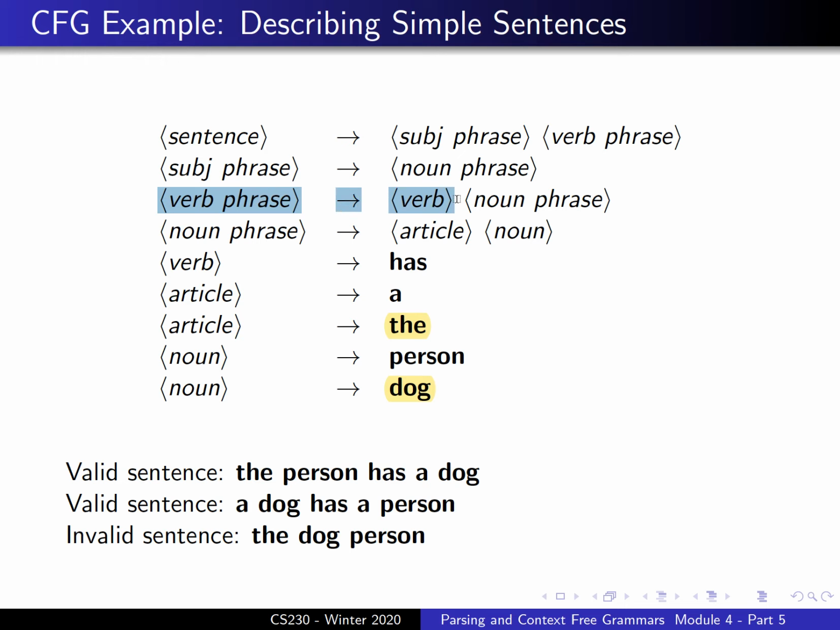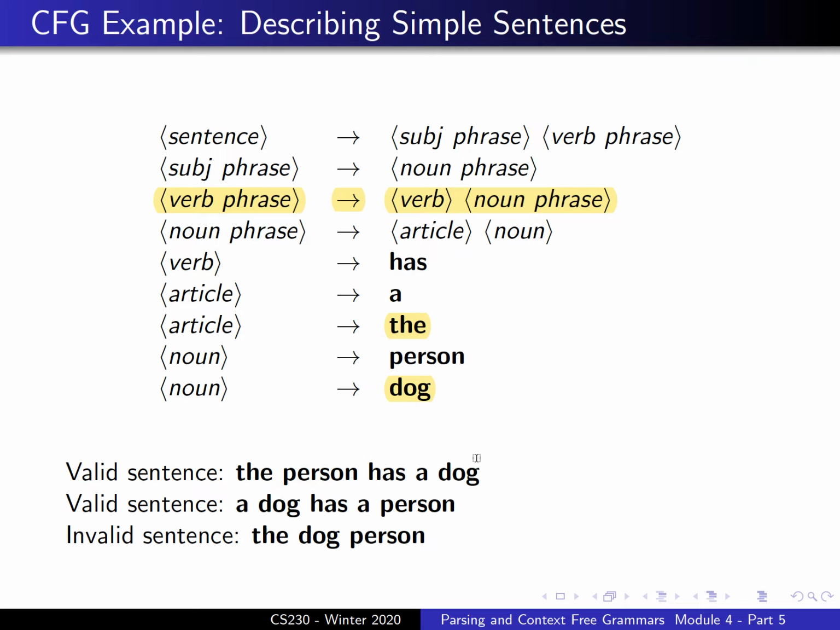So something like our verb phrase here is a verb followed by a noun phrase. And then based on this particular language specification or grammar, we would accept sentences or see a sentence like the person has a dog as a valid sentence in this particular language. And a dog has a person is also valid in the language, but something like the dog person would not be valid according to this language.